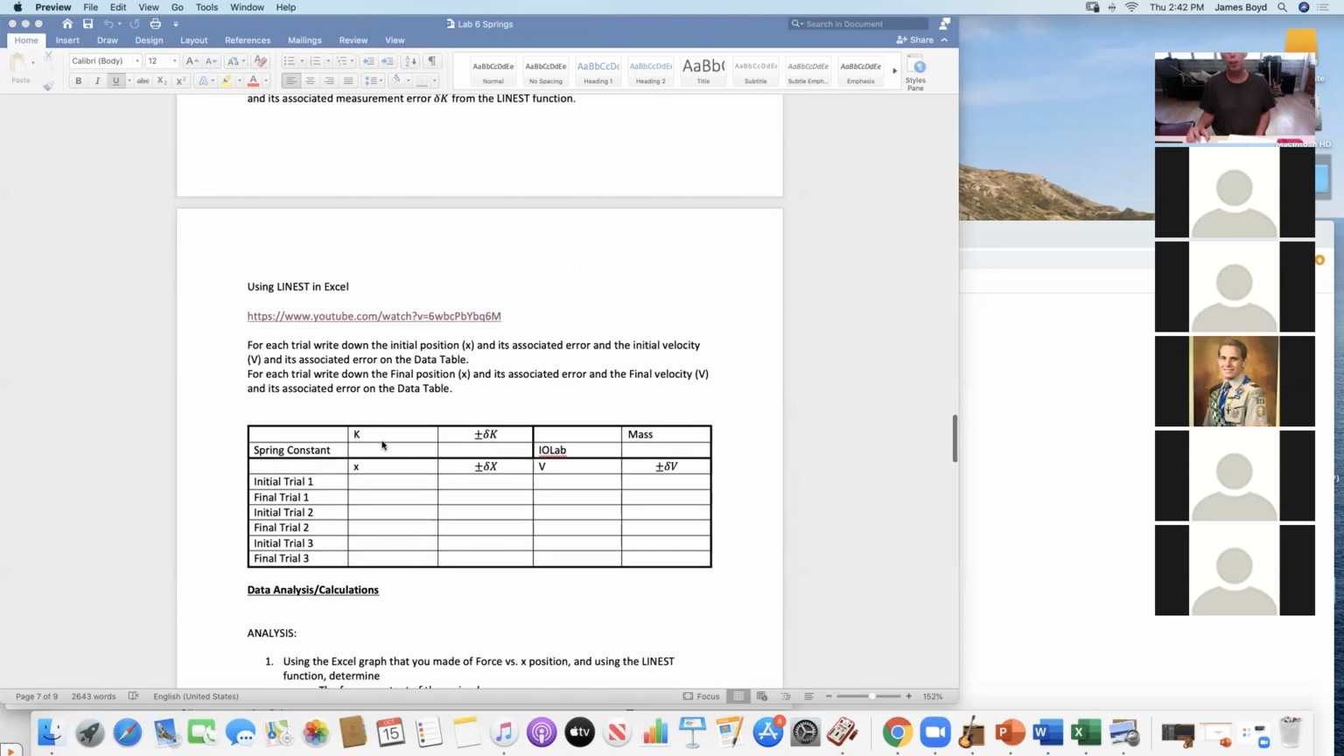For the data table, you're going to give me K and you're going to give me delta K. This is just the slope of the linear trend line, from the Linest function. This is the mass from last week. If you really don't know it, use 200 grams. And then we're going to do 3 trials.